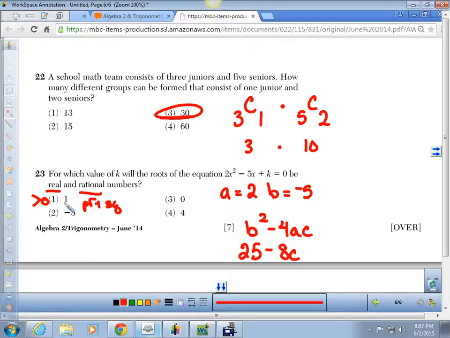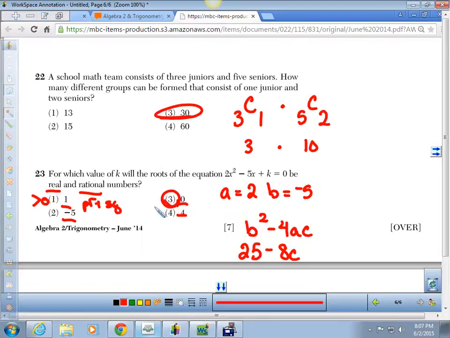And so they're just wanting to know which one of these 4 numbers, when I plug it in here, is going to give me a positive perfect square. Well, what's the easiest of those 4 numbers to plug in? 0 is, right? What's 8 times nothing? Nothing. And what's 25 minus nothing? And is 25 a positive perfect square? It absolutely is.